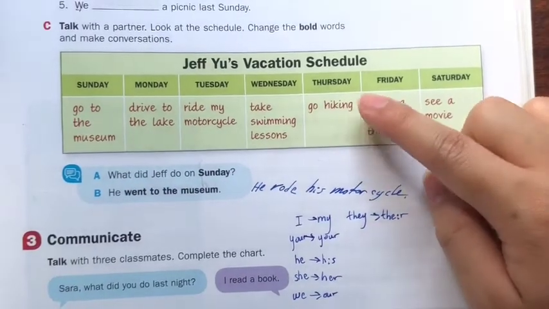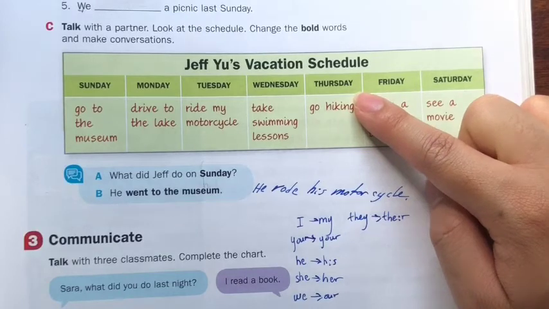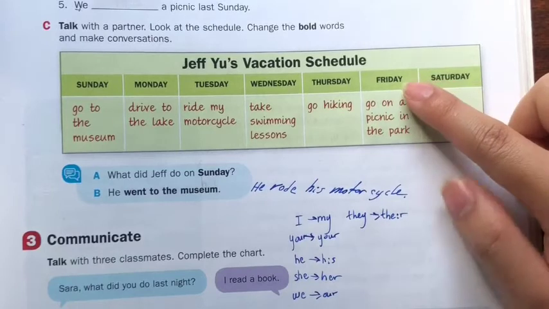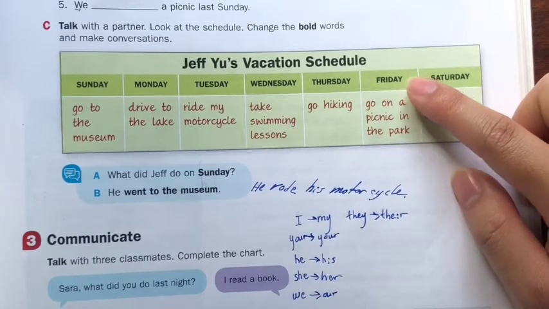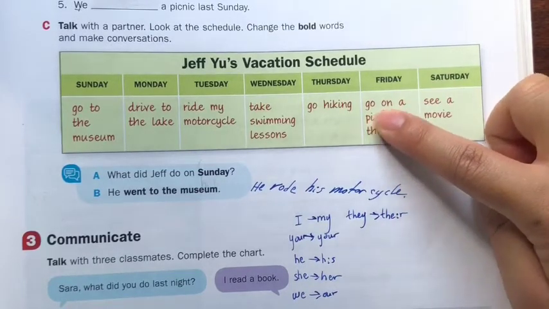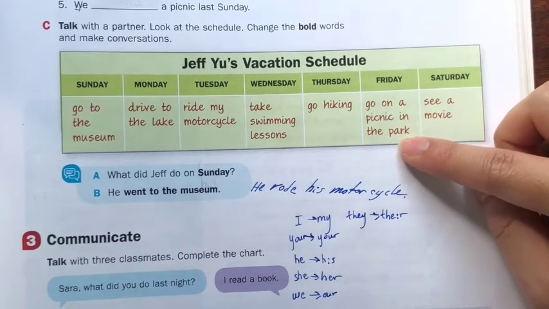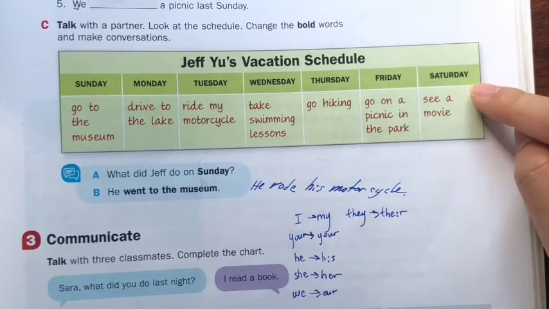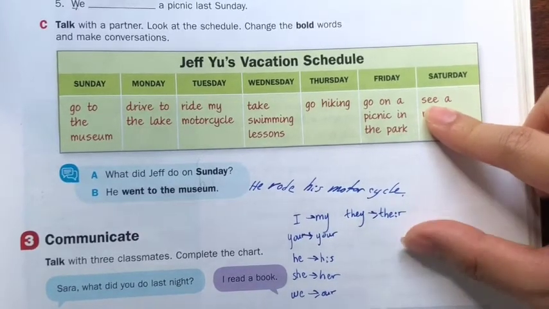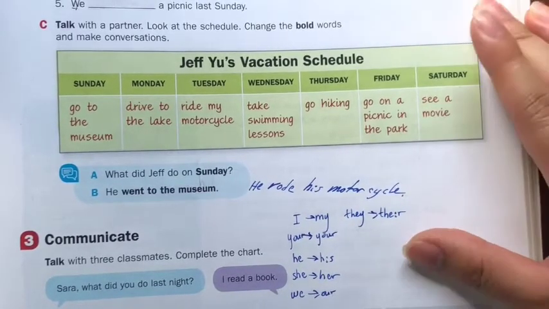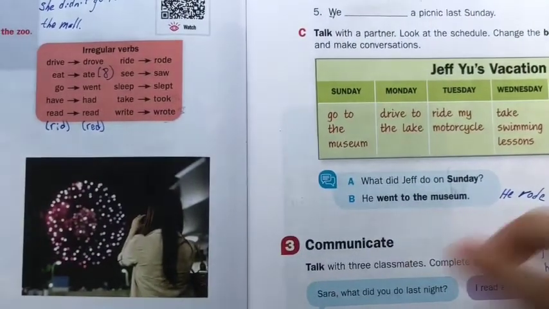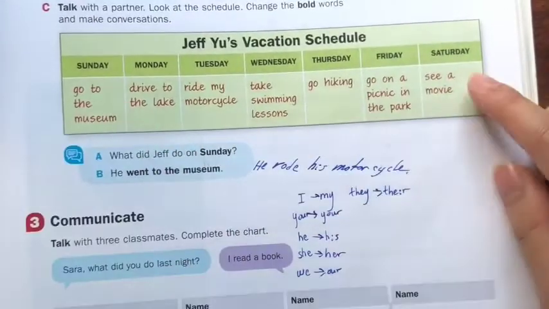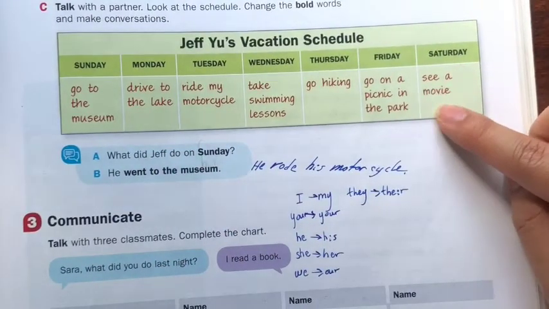So what did Jeff do on Thursday? On Thursday, he went hiking. What did Jeff do on Friday? On Friday, he went on a picnic in the park. What did Jeff do on Saturday? On Saturday, what's the past tense of see? See, saw. So on Saturday, he saw a movie.